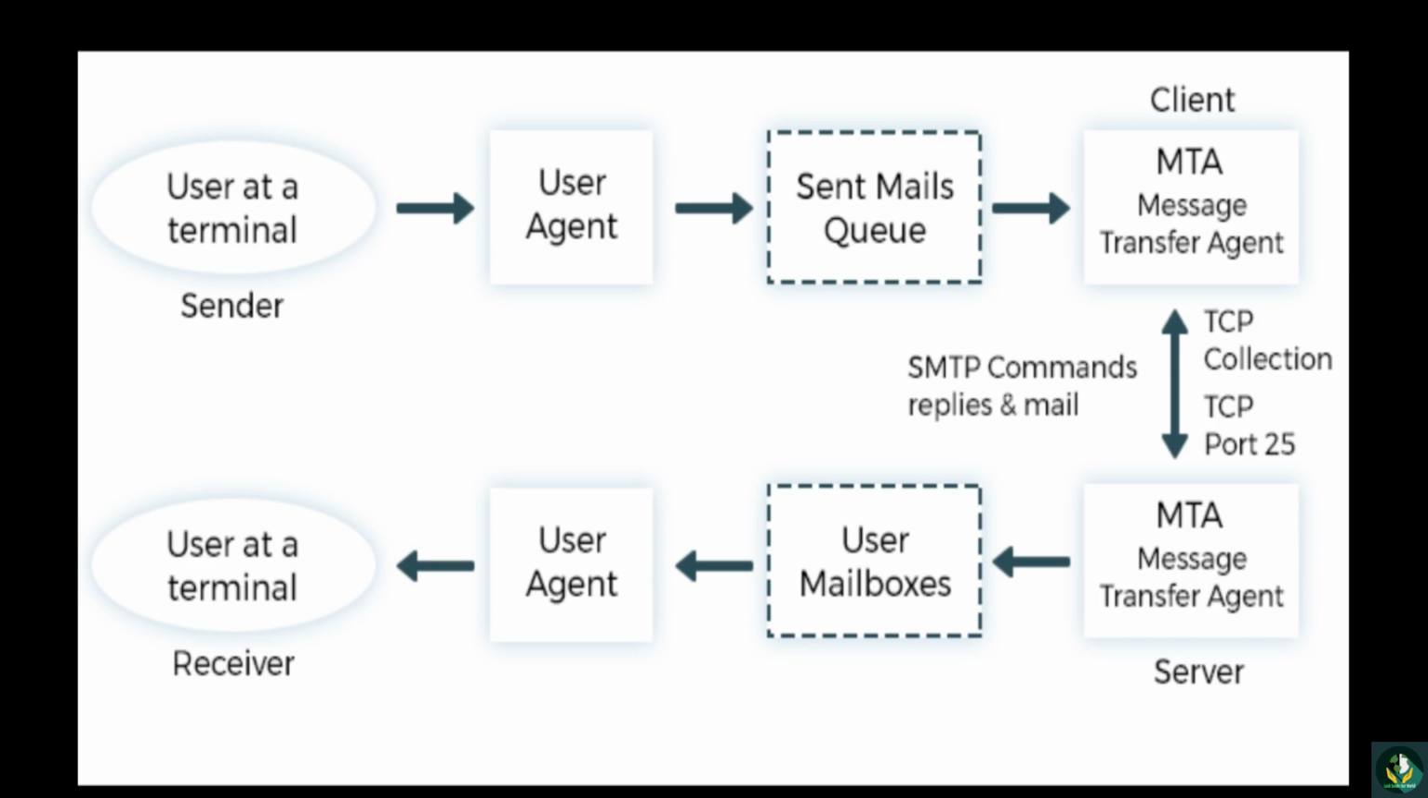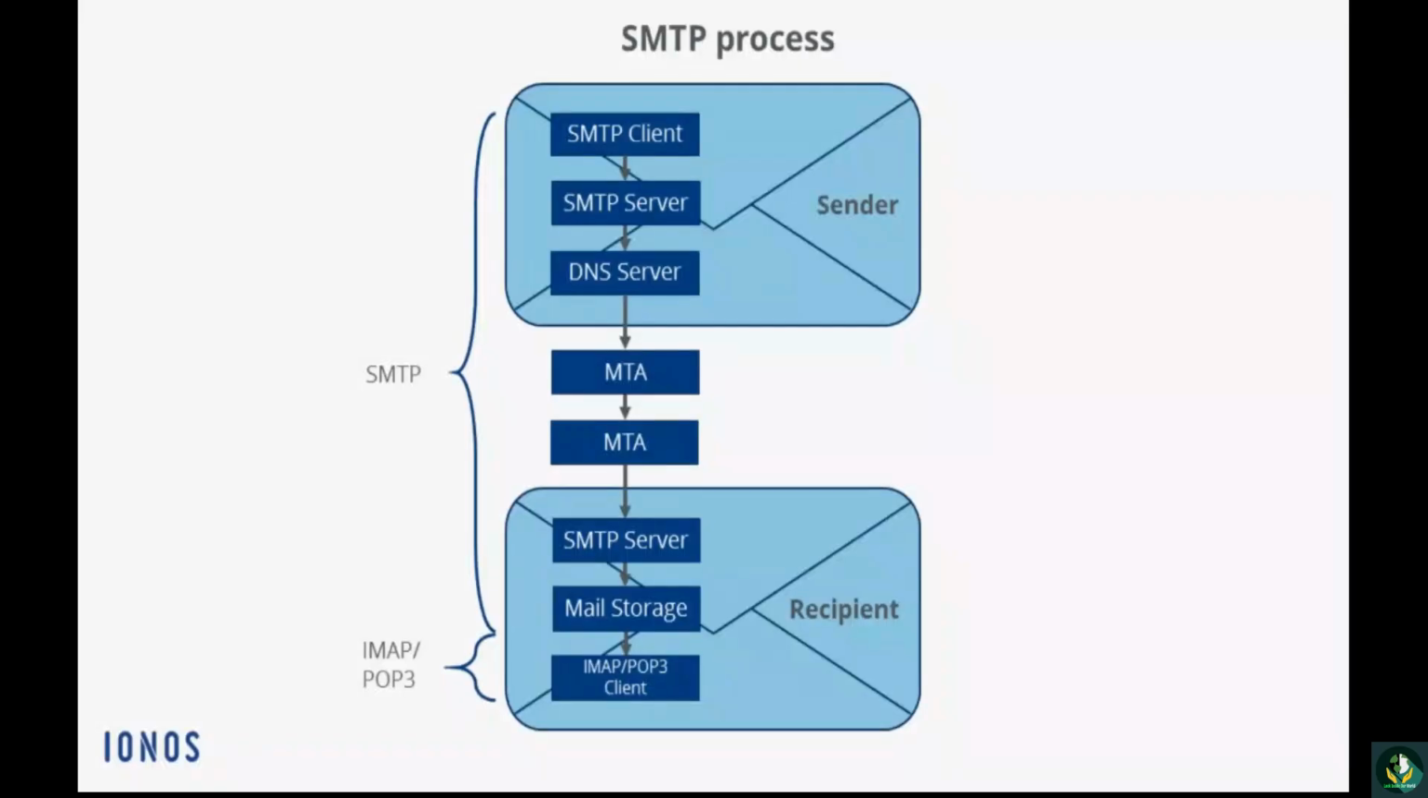Sender user terminal and receiver user terminal. Most internet systems use SMTP as a method to transfer mail from one user to another. SMTP is a push protocol and is used to send mail. See the SMTP process: SMTP client server, DNS server, sender, then connected SMTP MTA, then recipient. SMTP server mail stores.